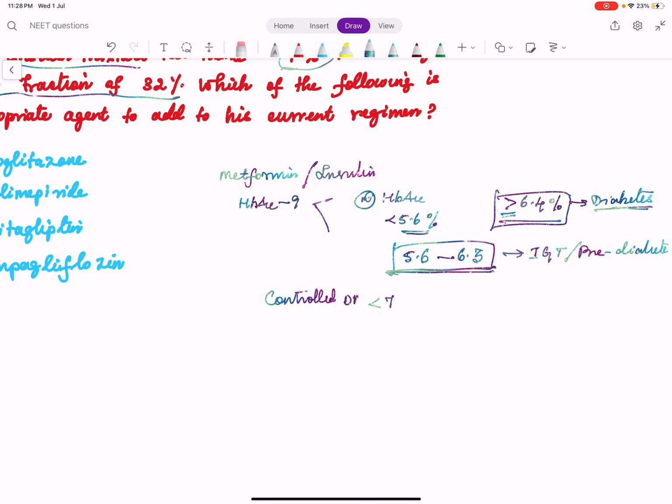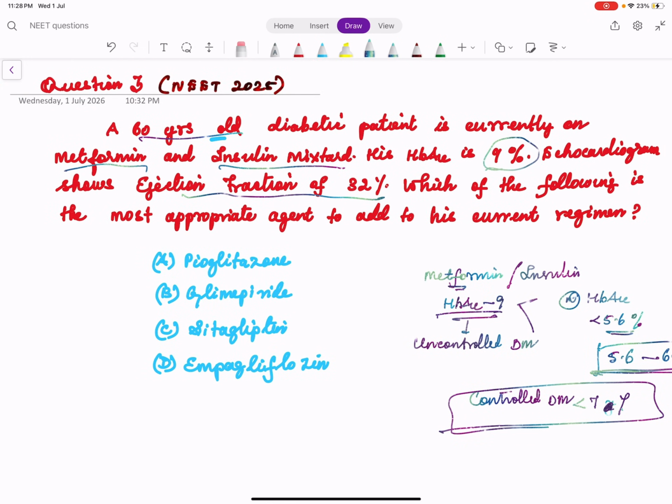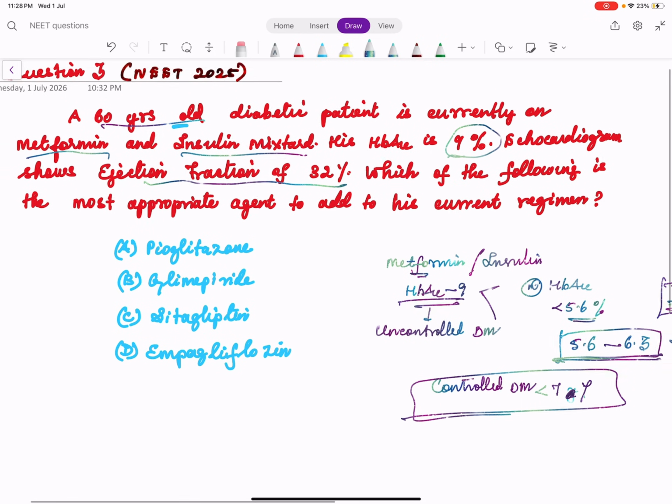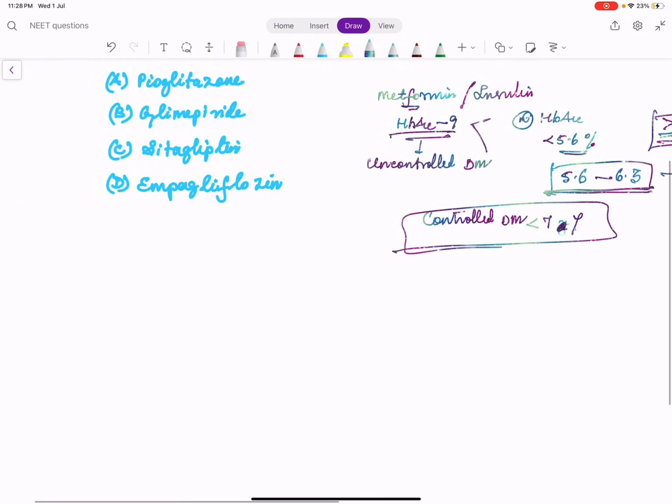To say controlled diabetes, HbA1c has to be less than 7%. This patient is having HbA1c of 9, which means despite taking 2 drugs, he is having uncontrolled diabetes. So we are having a 60 years male with uncontrolled diabetes despite 2 drugs. So we have to add a new anti-diabetic drug. His ejection fraction is 32. Ejection fraction is a finding which is picked up in an echo, which is the pumping capacity of blood.